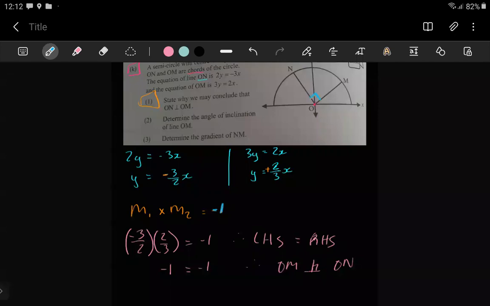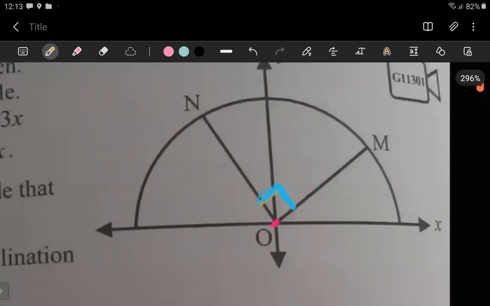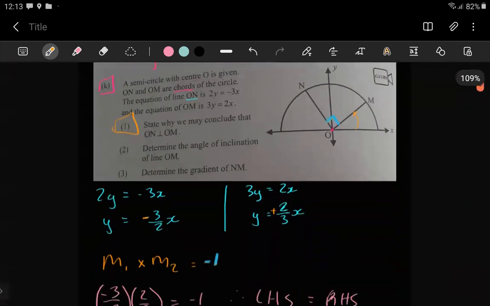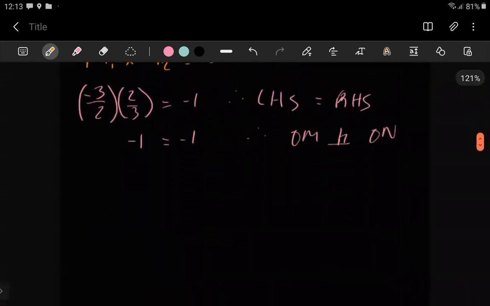So for the next question, determine the angle of inclination of line OM. Remember, anytime you work out an angle of inclination, it's always the angle with the x-axis. Meaning you're gonna do this. This is the angle they want. Anytime you need to get an angle of inclination, you're always gonna use your tan formula, and you always get a reference angle. And then from there, you can just observe and see what the angle is.